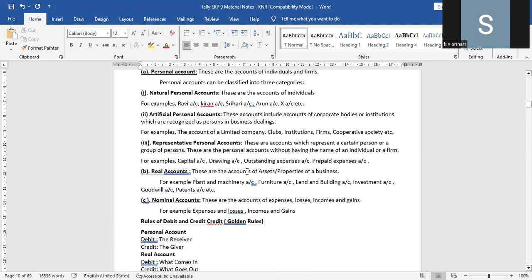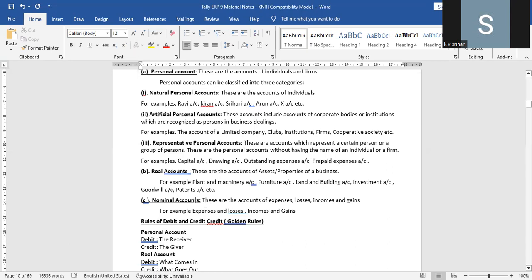So real account is only applicable for assets. Any assets, like plant and machinery, furniture, building, cash, goodwill. These assets are applicable in the real account. So real account means debit what comes in, credit what goes out.